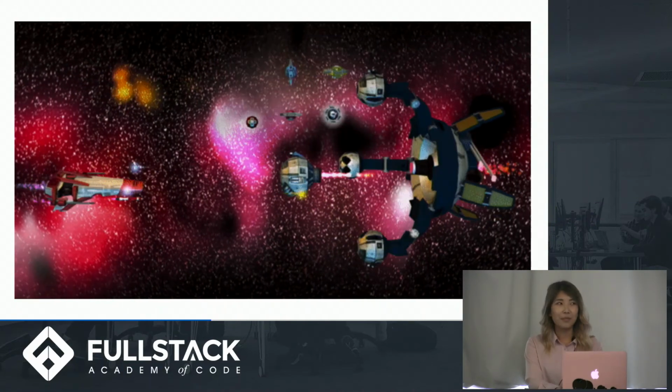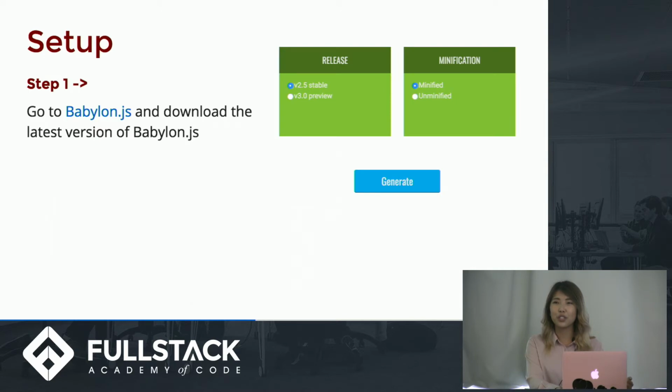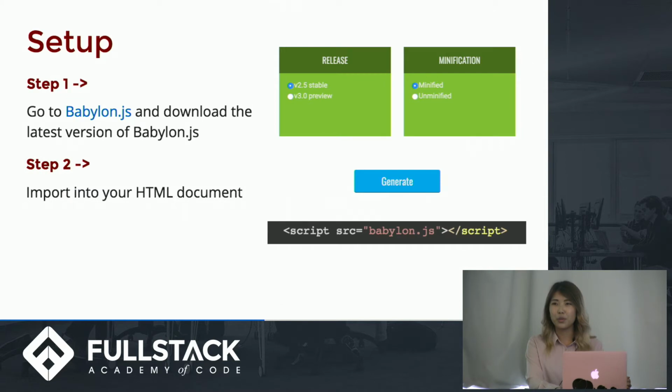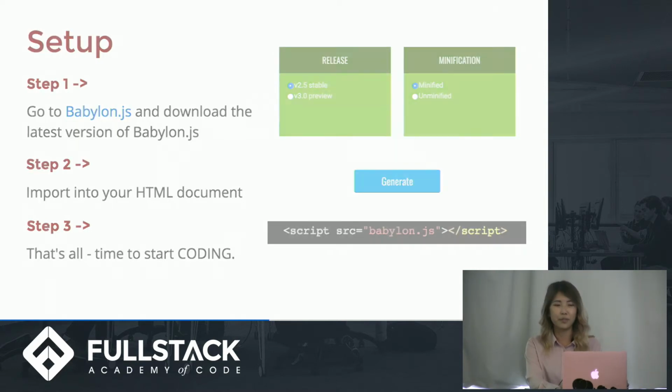So let me start with the setup. Setup is as easy as going to their website and downloading the latest version. Minified is for production and unminified is for debugging purposes only. Then all you have to do is import it into your HTML document with a script tag, and that's literally it. Now you can start coding and you have all the features of Babylon at your disposal.